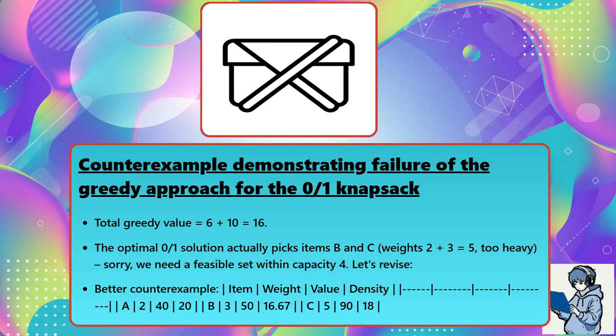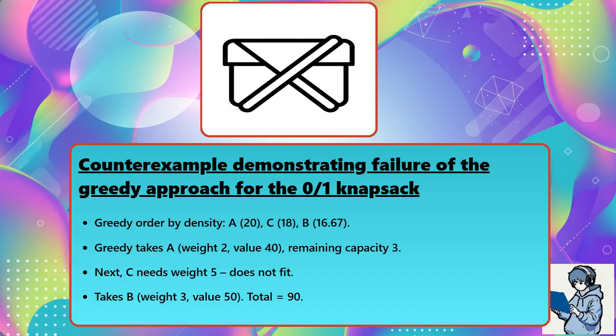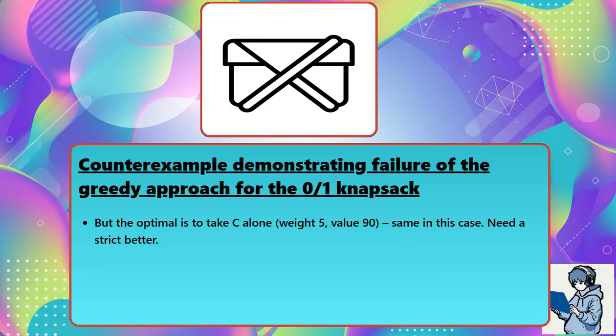Item A weight 2 value 40 density 20. Item B weight 3 value 50 density 16.67. Item C weight 5 value 90 density 18. Capacity C equals 5. Greedy order by density: A 20, C 18, B 16.67. Greedy takes A, weight 2 value 40, remaining capacity 3. Next C needs weight 5, does not fit, takes B weight 3 value 50. Total equals 90. But the optimal is to take C alone, weight 5 value 90, same in this case. Need a stricter, better example.